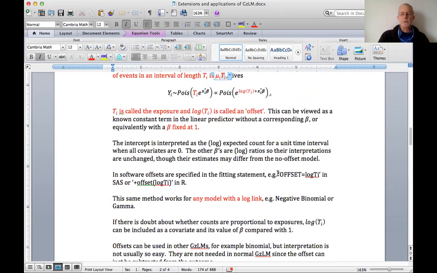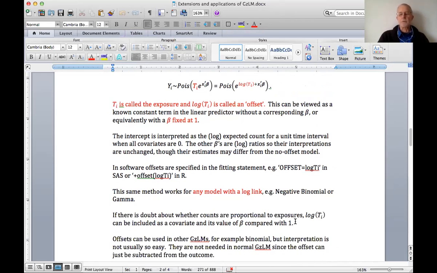Okay, software is easy. In SAS, you'd add a keyword of offset equals. In R, you add plus offset. That tells it not to put a beta. By the way, this also works for negative binomial. So you can have an over-dispersed model with unequal exposure times.